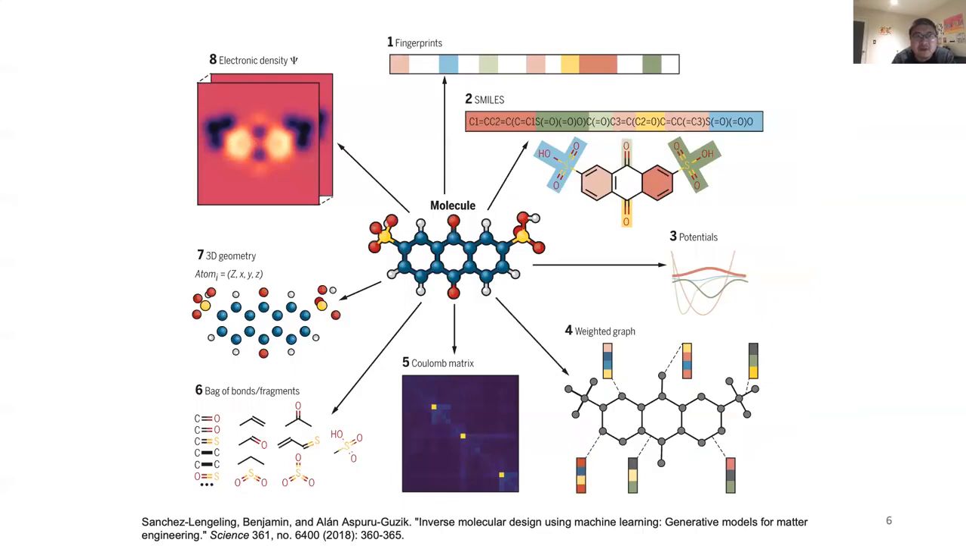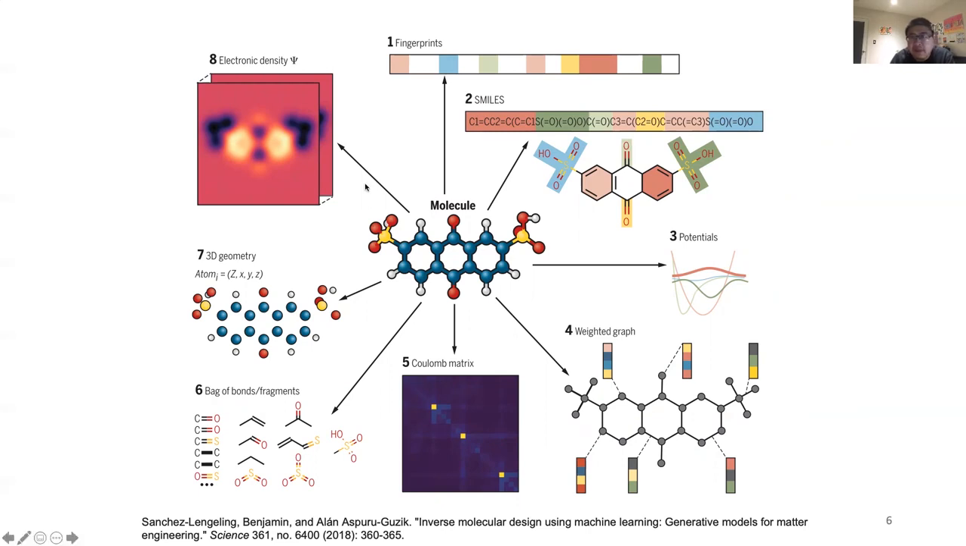And in order to do that, we need to first represent the chemical compound in an appropriate way, and different types of molecular representations can be applied to one molecule. The molecule shown in this figure is AQDS, which is used in the construction of organic redox flow batteries.